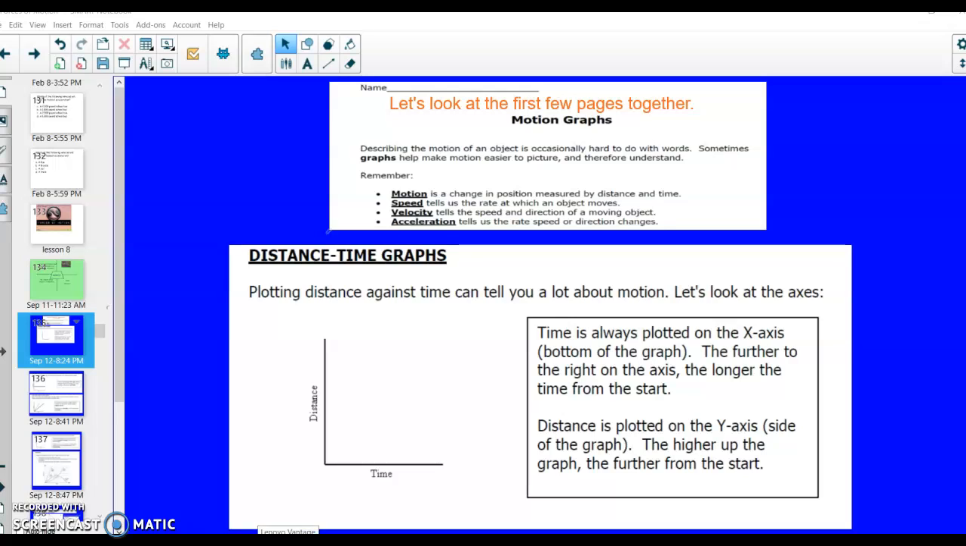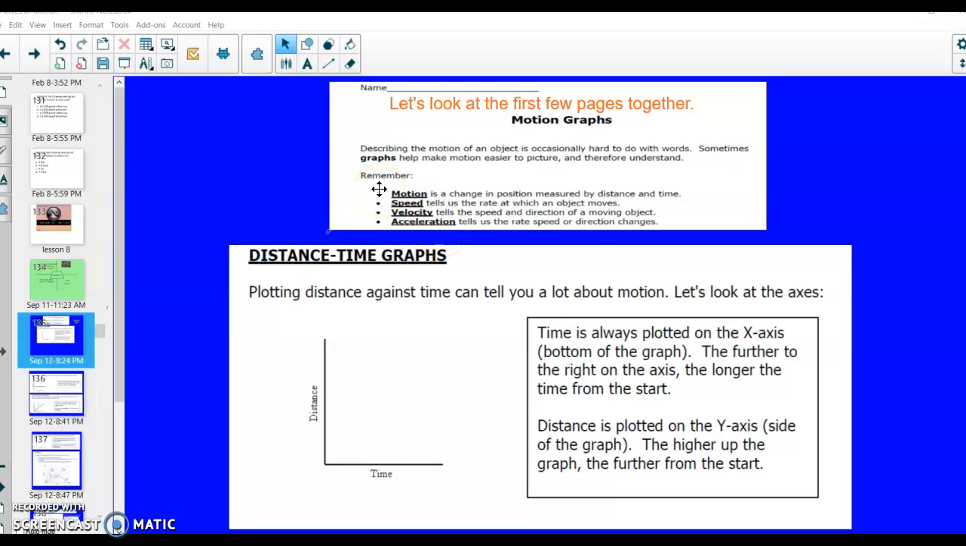All right, kiddos, I hope that helped explain the difference between speed, velocity, and acceleration a little bit more. So we're going to look at these pages for just a moment. These are the pages that you're going to be doing during lesson 9 as well. This is a very important part of speed, being able to read these charts. So we're going to be talking about motion, speed, velocity, and acceleration.